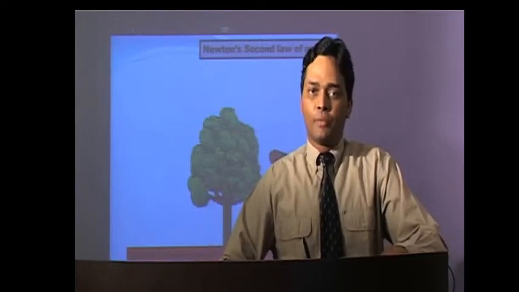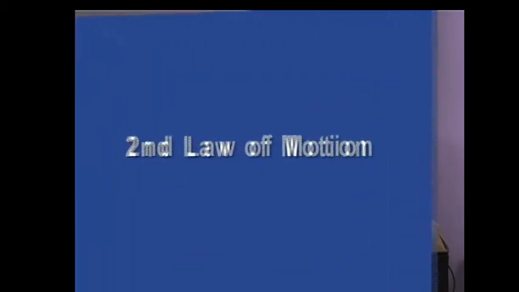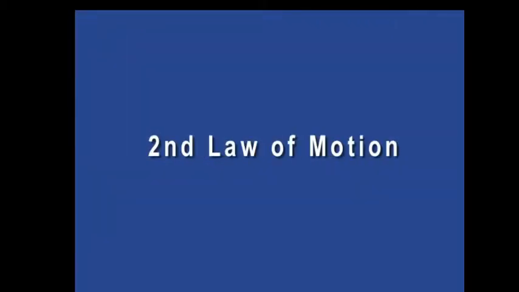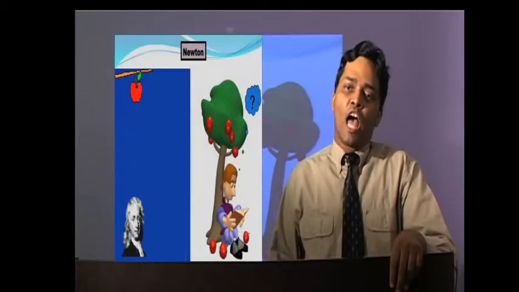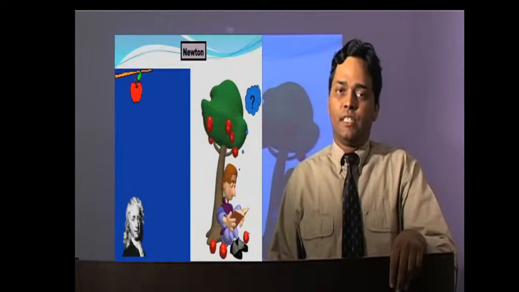This force presents us with Newton's second law of motion, which is also given by F equals ma. What he thought was that there is an apple which is stationary on the tree.